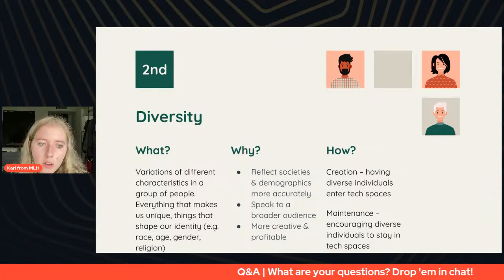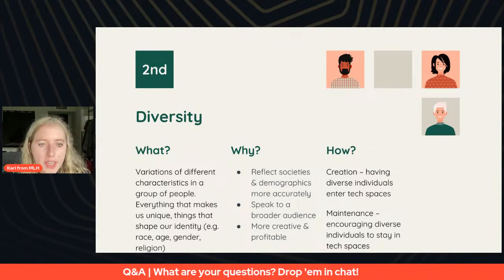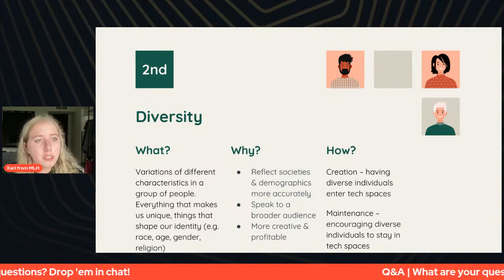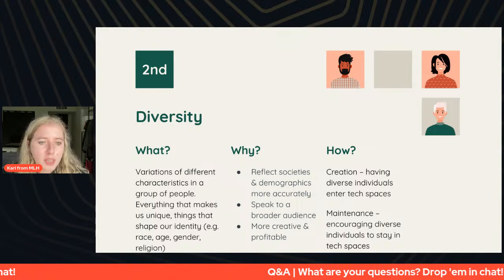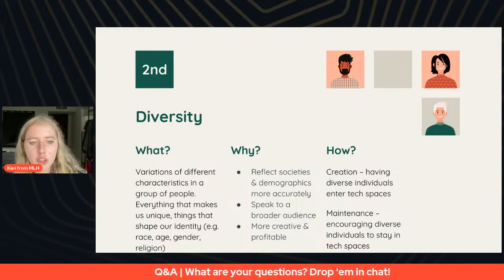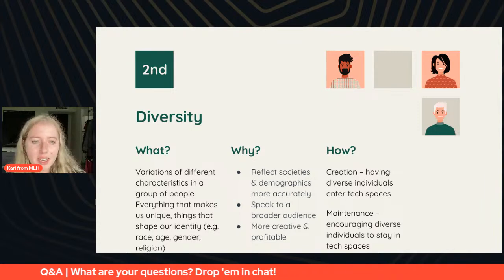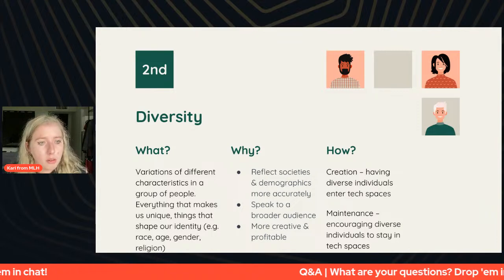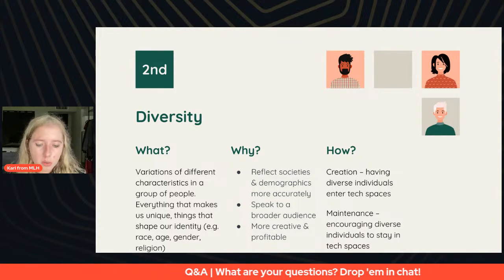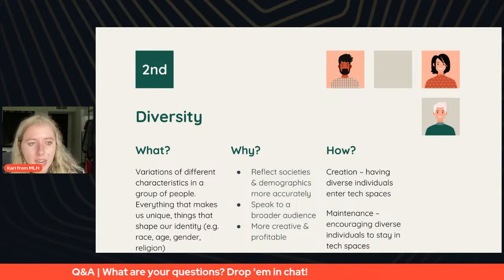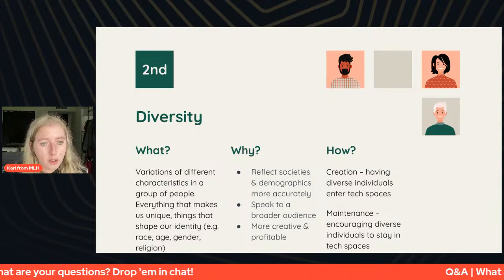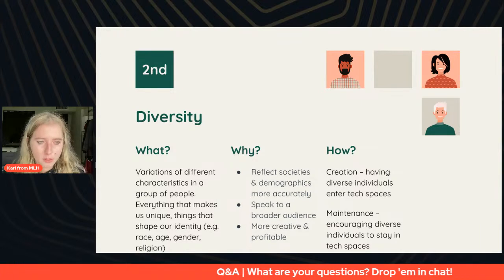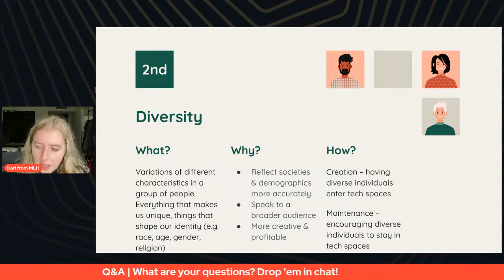So let's talk a little bit about what diversity really is and what it means to me. It's variations of different characteristics in a group of people. Everything that makes us unique and shapes our identity, whether it's race, age, gender, religion, sexual orientation, gender identity, gender expression, or sometimes neurodivergence, the way we act, or our nationality. All of those can be a part of our diverse background. It reflects societies and demographics more accurately when we talk about diversity.